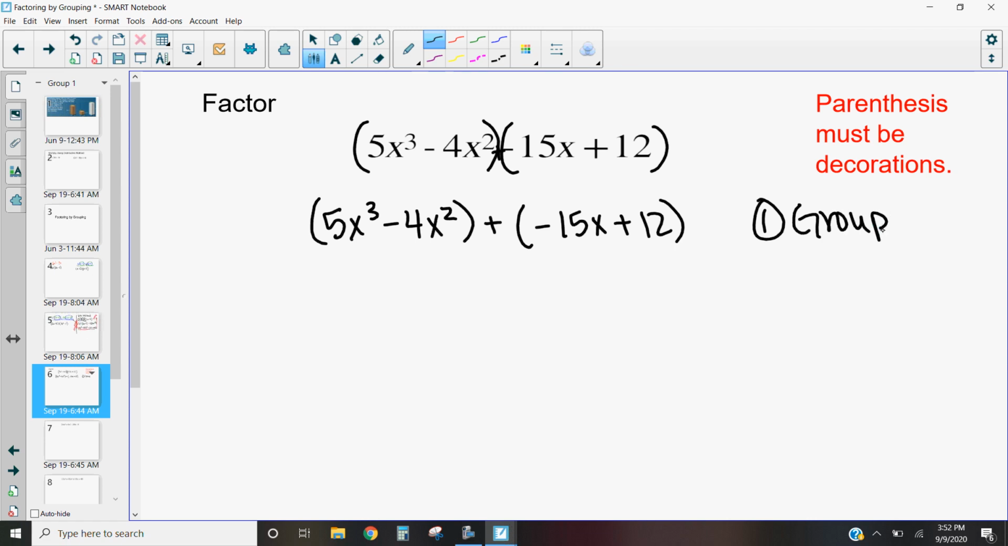Those parentheses are kind of like decorations. They don't change our problem. We just put them in there and make them look pretty. So first we want to group. Second, I want to find that greatest common factor and I want to factor it out.